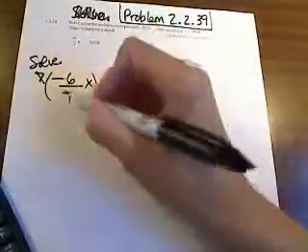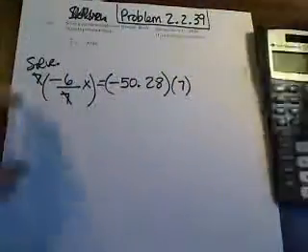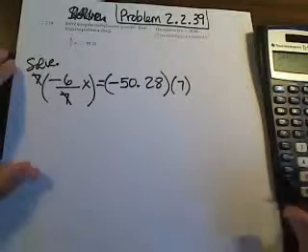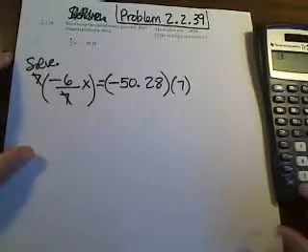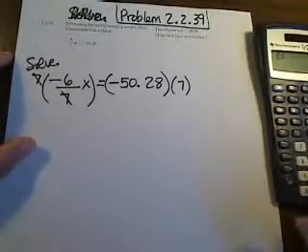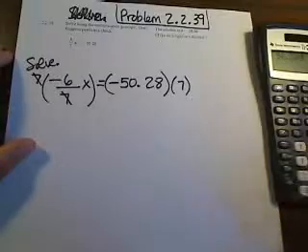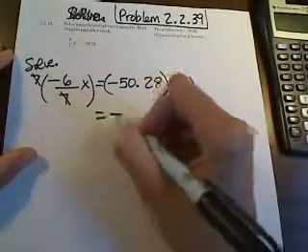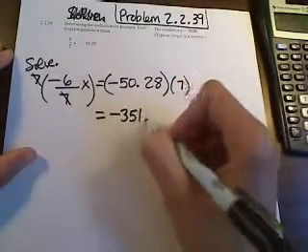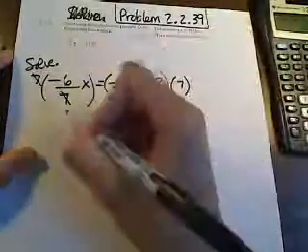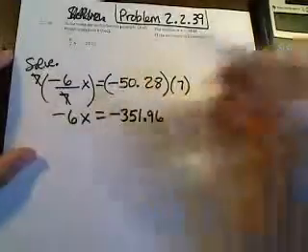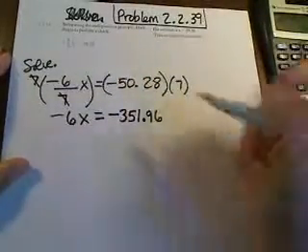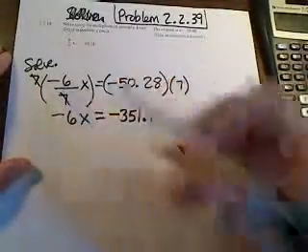So on this side, the 7 will cancel with this 7, and we're just going to use our calculator to do this multiplication. So 50.28 times 7 is 351.96, and it's negative, so we have negative 351.96, and that's equal to, over here, the negative 6x, okay, because these reduce to be a 1.